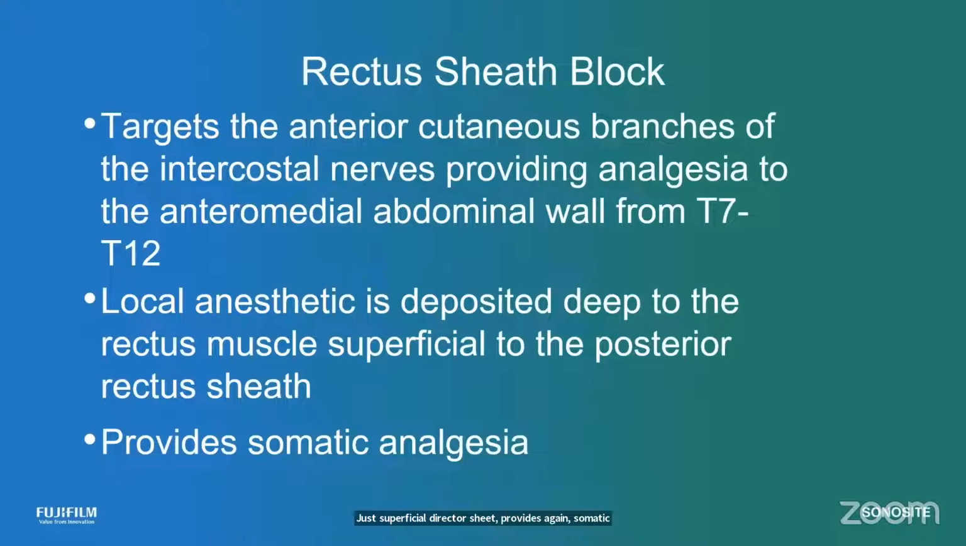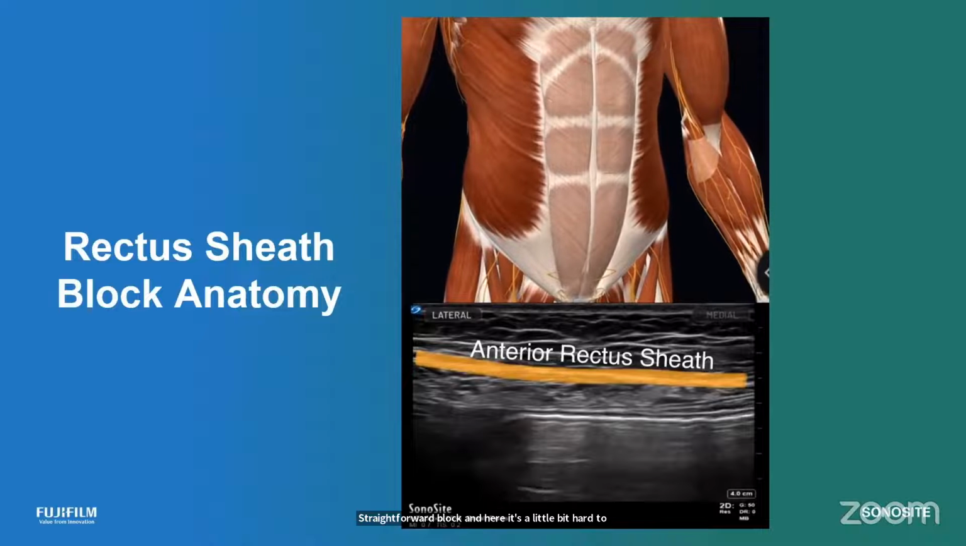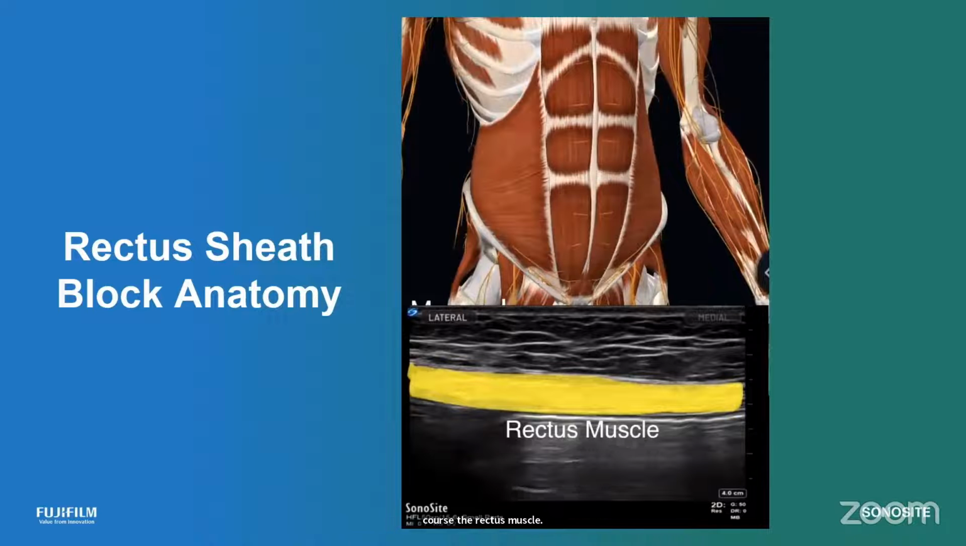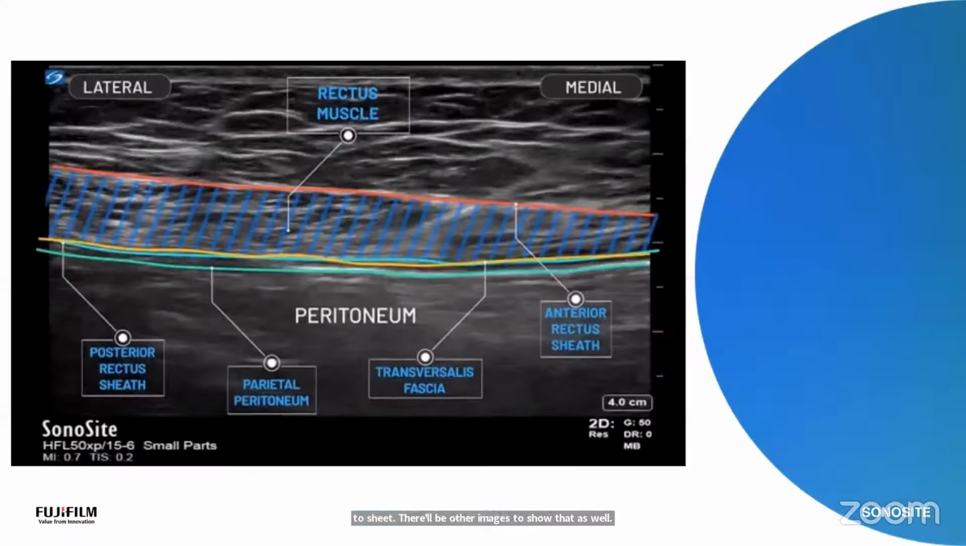And here it's a little bit hard to peel some of these layers with the program I use here, but you'll get an idea. There's the anterior rectus sheath, the fascia there, and then of course the rectus muscle. And then the posterior rectus sheath. There'll be other images to show that as well. In fact, there's a labeled image of that. So here's the image right here.